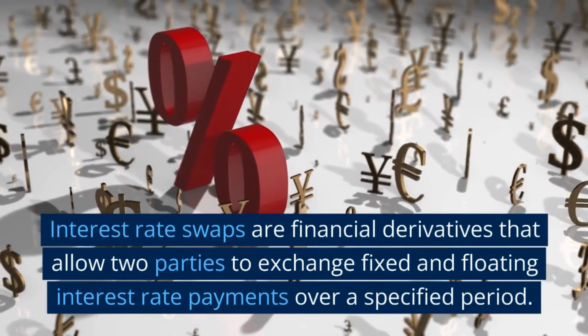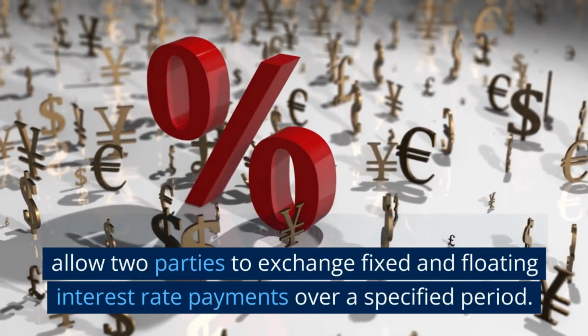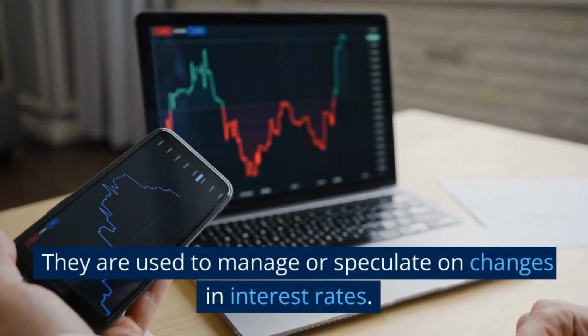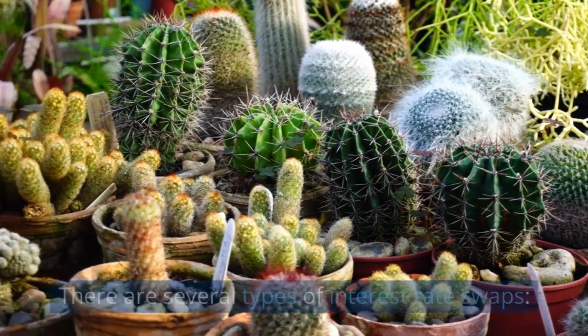Interest rate swaps are financial derivatives that allow two parties to exchange fixed and floating interest rate payments over a specified period. They are used to manage or speculate on changes in interest rates. There are several types of interest rate swaps.